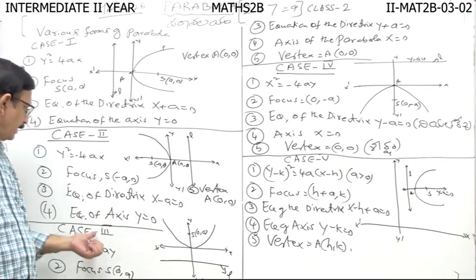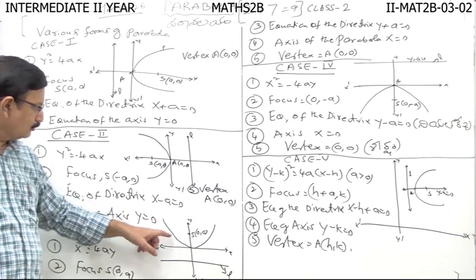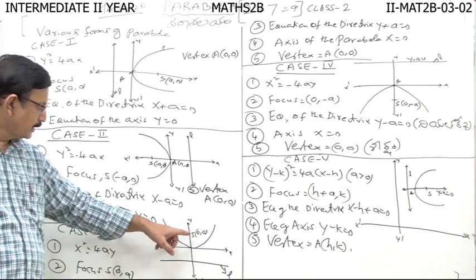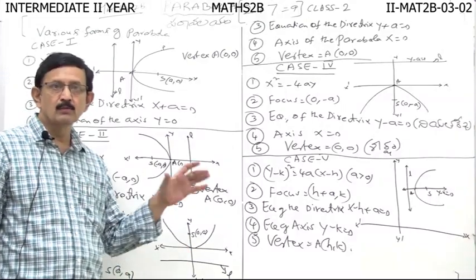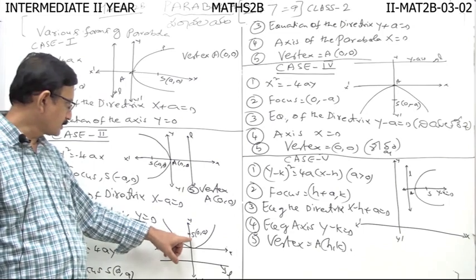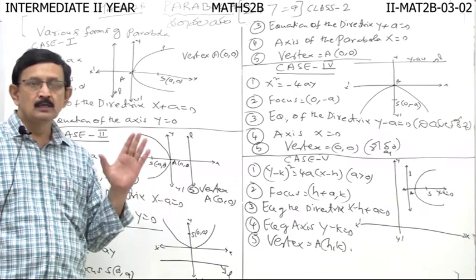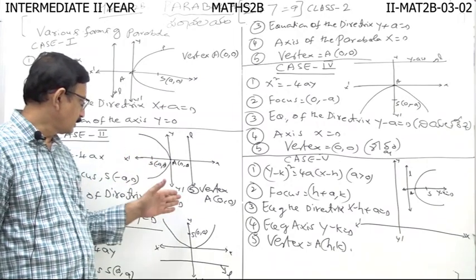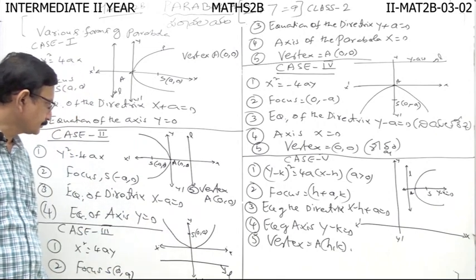Next one is case 3. In this case the parabola is like this, which means it is symmetrical about the y-axis. Here the focus lies on the y-axis. In the first two cases the focus lies on the x-axis, but in the third case the focus lies on the y-axis.